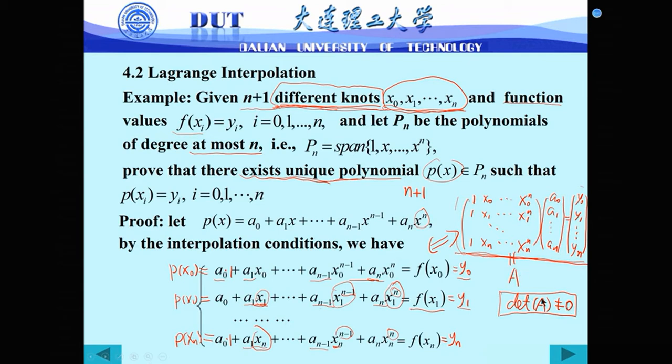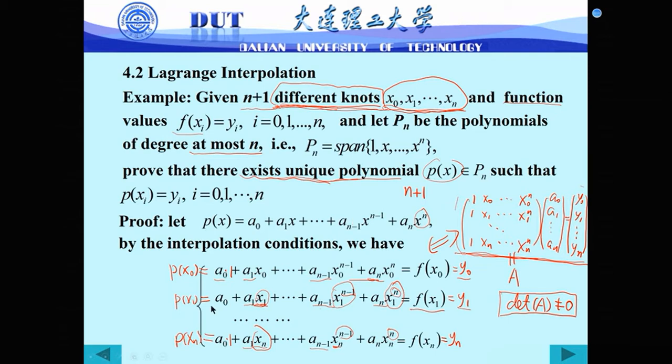because the determinant of this matrix is not 0, because this matrix is a Vandermonde matrix, right? Here, because we suppose the n plus 1 nodes are different, the determinant is not 0. So this linear system has a unique solution, the coefficients. That means there exists a unique polynomial Pn(x). Is it okay for you? Okay, so this is the interpolation problem by polynomials.